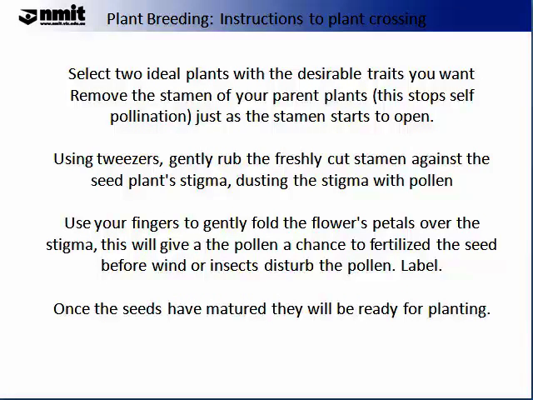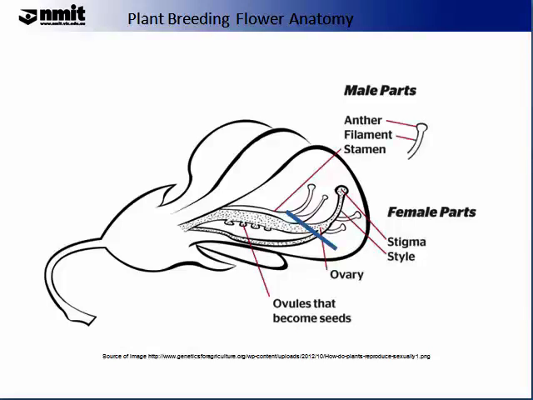In order for you to understand Mendelian inheritance, it is first important for you to understand how to cross plants, so that you can get the desirable traits that you want. The first thing to do is to familiarize yourself with flower anatomy. On the slide here we have a drawing of a flower anatomy. These contain both male parts and female parts. The male parts are the anther, filament and stamen, whereas the female part is the ovary.